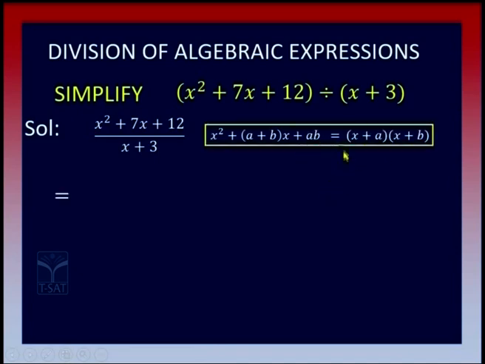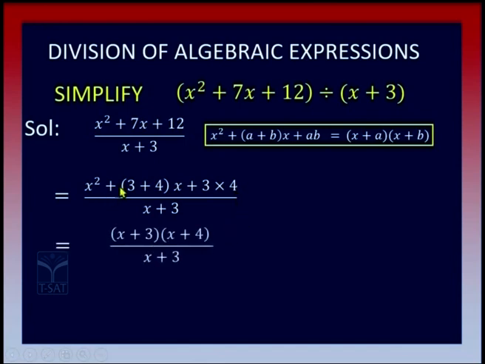So, using this identity, I split the numerator as x square plus 7 as 3 plus 4 into x, and 12 as 3 into 4. Thus, you can apply this identity to this numerator, and x square plus (3 plus 4)x plus 3 into 4 is written as x plus 3 into x plus 4, divided by x plus 3. Here x plus 3 and x plus 3 get cancelled and the remaining answer is x plus 4.